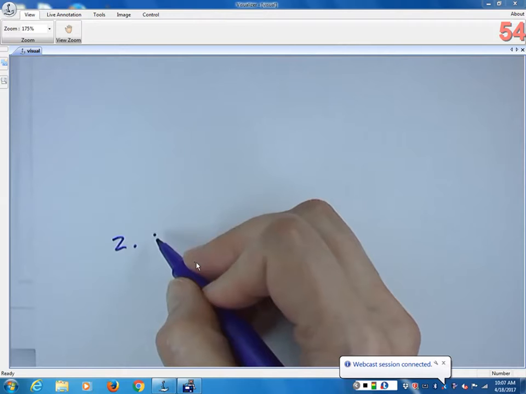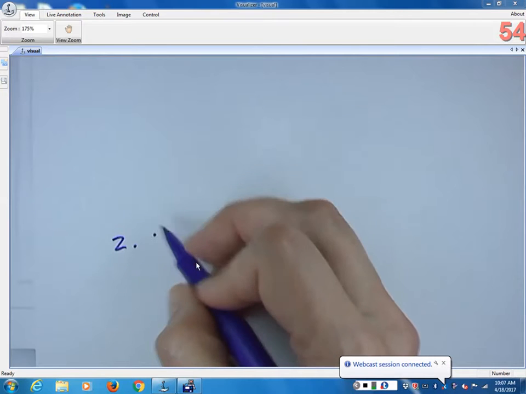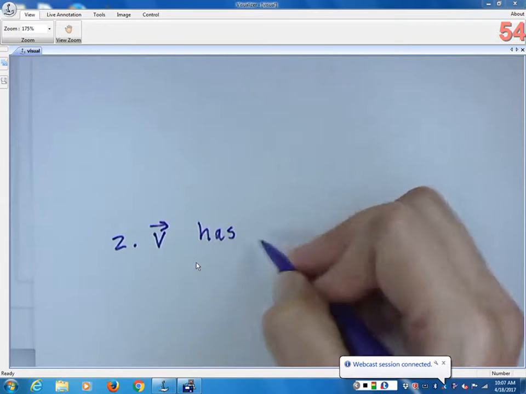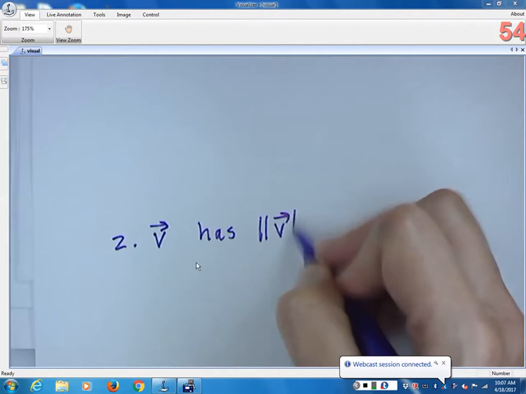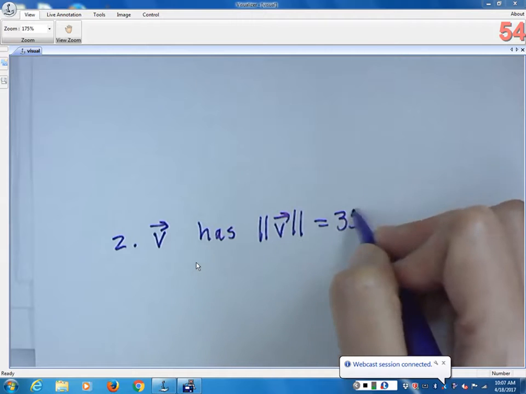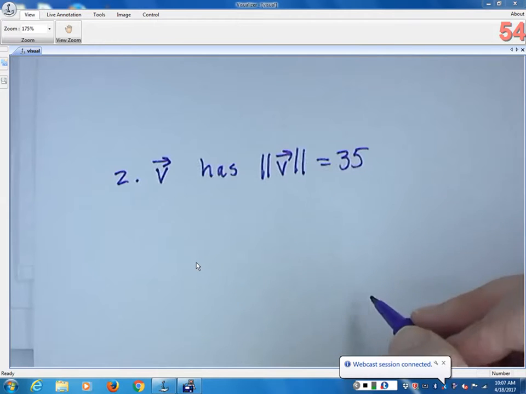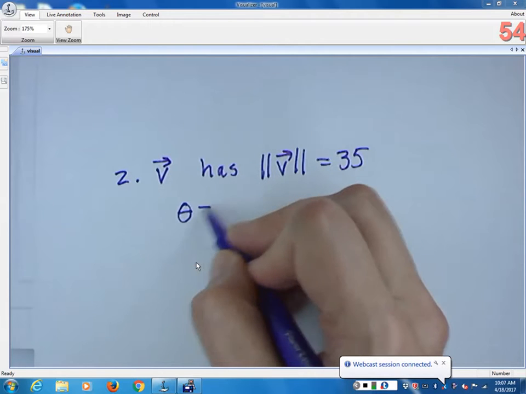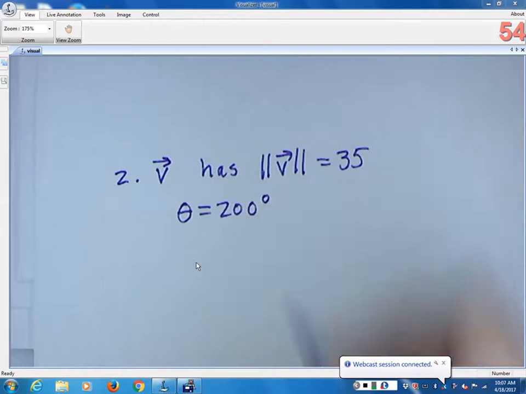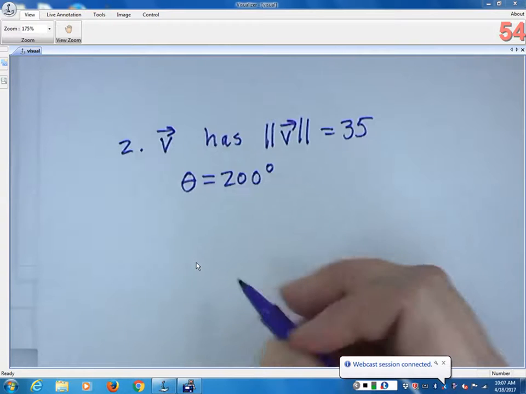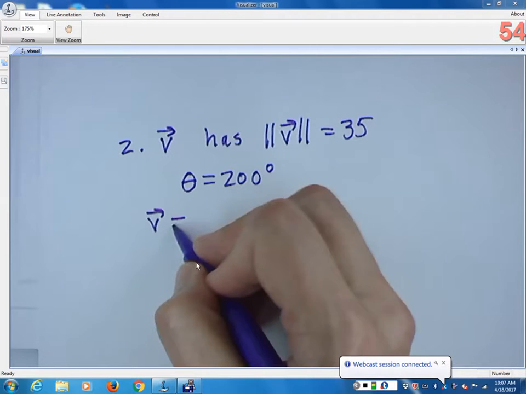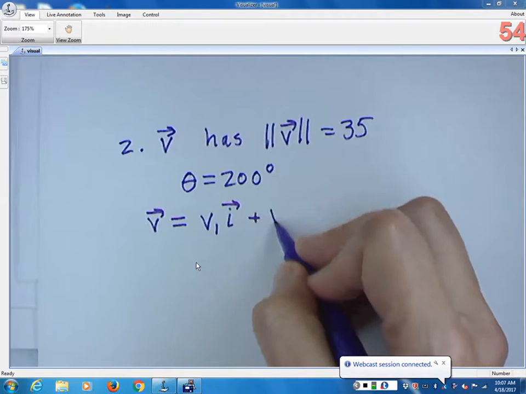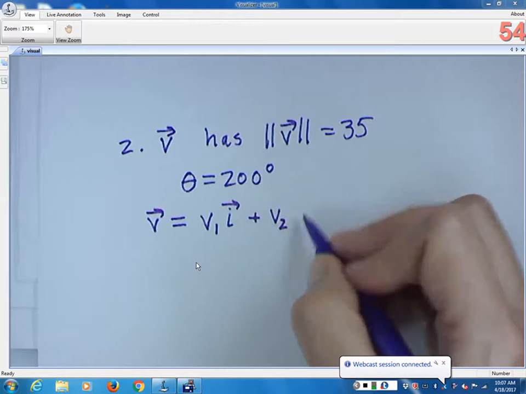You want to write the vector v. Here we're given that the vector v has magnitude of 35, and the angle it makes with the positive x-axis is theta equals 200 degrees. We want to rewrite that as v equals v1 i plus v2 j.